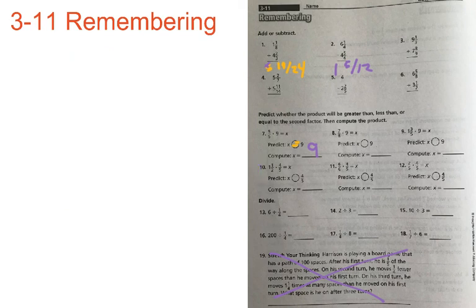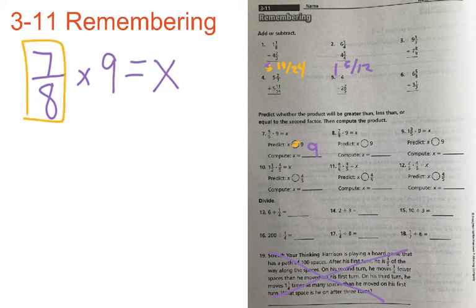Let's look at number 8 together. We'll do another prediction problem together. Number 8 is 7/8 times 9 equals x. First thing I need to do is predict: do I think that x is going to be greater than, less than, or equal to 9? Well, I am multiplying 9 by a fraction that's less than 1. So I'm multiplying it by less than 1. So I'm predicting that x is going to be less than 9.